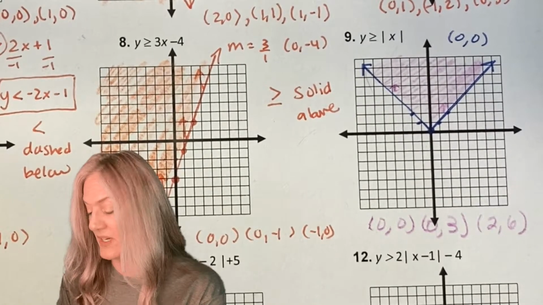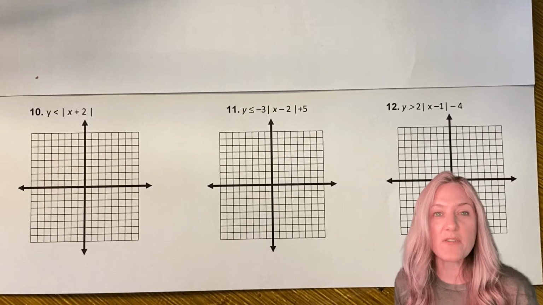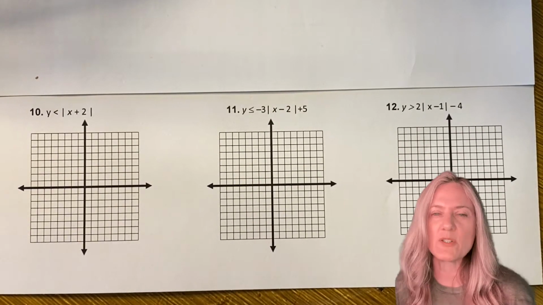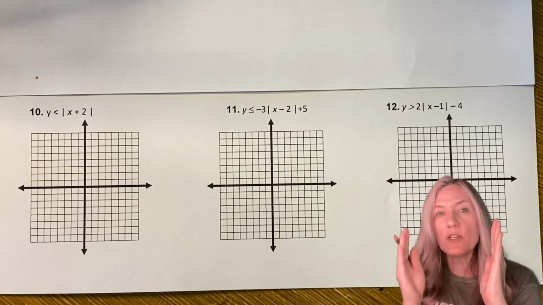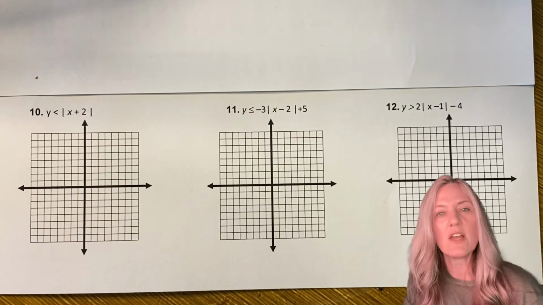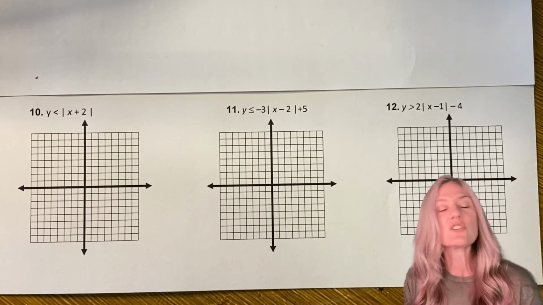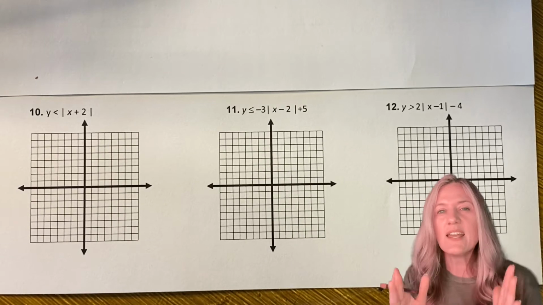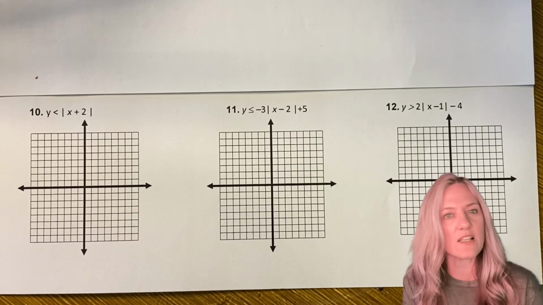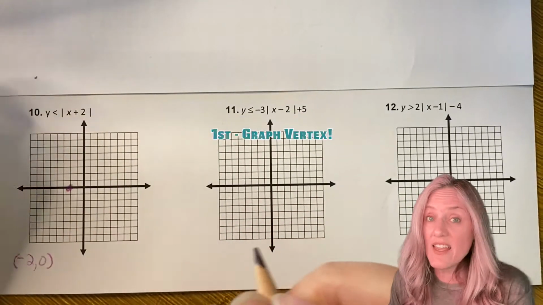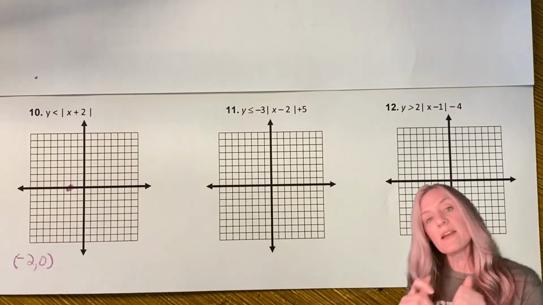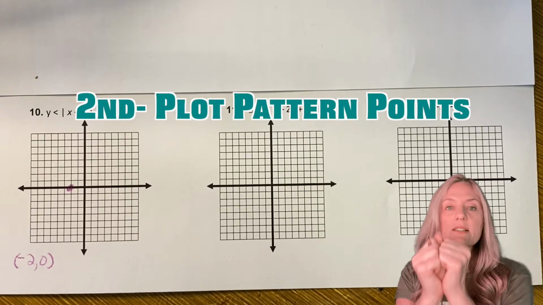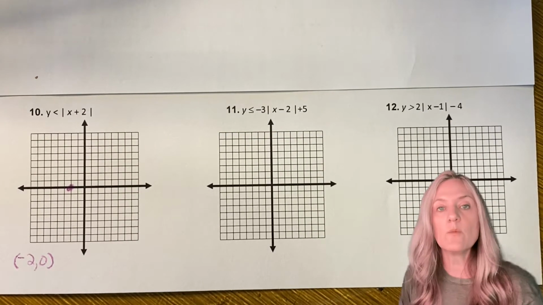Let's look at our next one. Y less than the absolute value of x plus 2. What happens to our parent function when we have x plus 2 inside the absolute value bars? Well, remember, inside opposite. So we're actually going to go to the left 2. So what happens to my vertex? It's at -2, 0, and that's always where we start. Has anything else changed? No, our pattern points will still be the same. From the vertex, up, over, 1, 1, 1, 1.